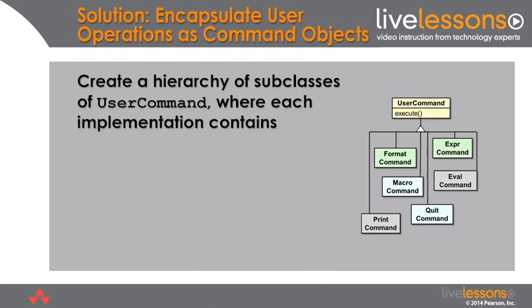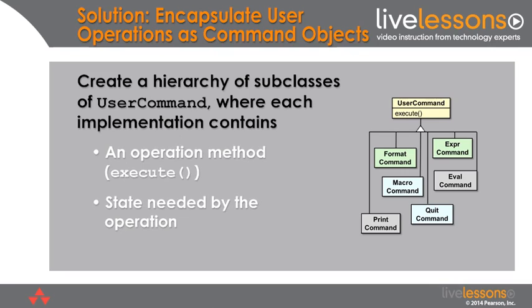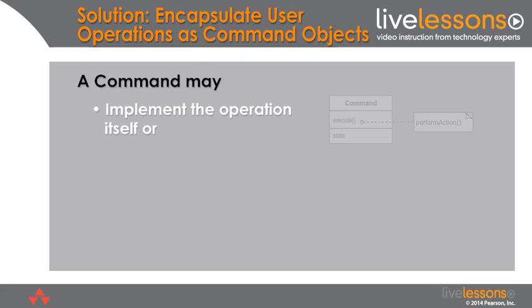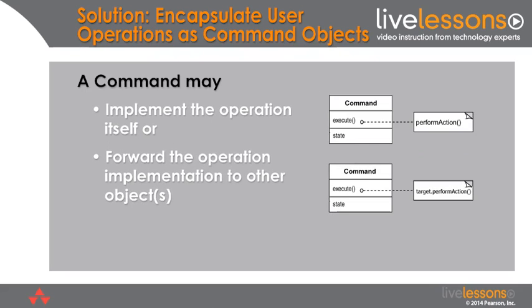So what we're going to do here as a solution is we're going to encapsulate user operations as command objects. This will involve several steps. First, we're going to create a hierarchy of user command objects that contain an operation method called execute to run the command, as well as state needed by the operation. The command itself can either implement the operation directly, or it can forward the operation implementation to some other objects.